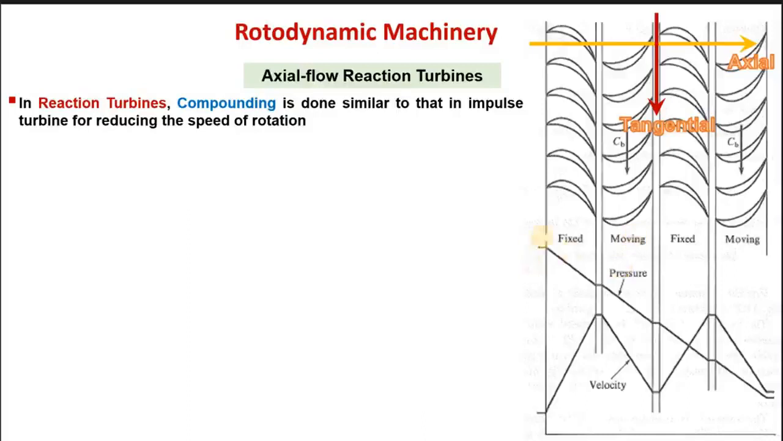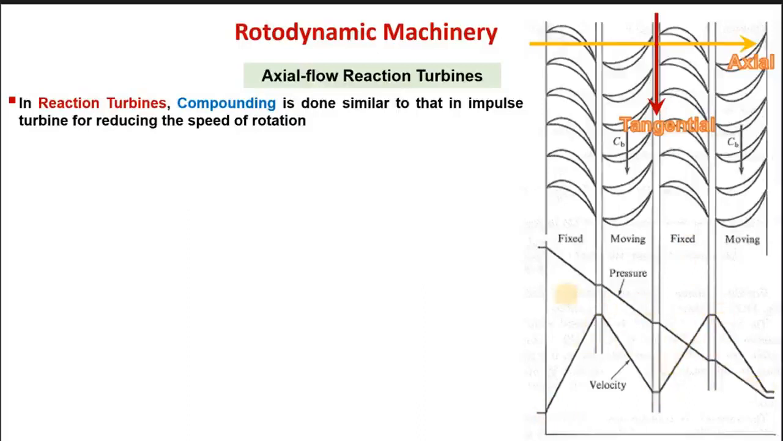Right? So pressure is continuously falling in all the blades, whether fixed or moving. And here you see the variation of velocity, absolute velocity. So absolute velocity increases in the fixed blades because fixed blades are not moving. The absolute velocity drops in the moving blades, absolute velocity, not relative velocity. And then again increases because again pressure drops in the fixed nozzle, so that's why absolute velocity increases and then again drops.